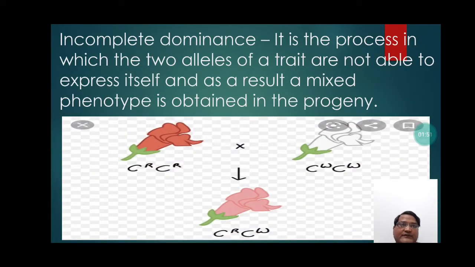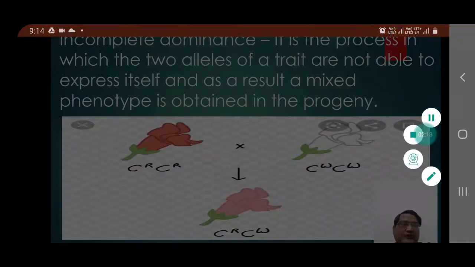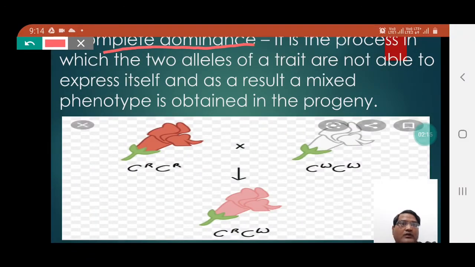Incomplete dominance. It is the process in which the two alleles of a trait are not able to express themselves, and as a result, a mixed phenotype is obtained in the progeny. So, incomplete dominance is a very important exception to the law of Mendel.